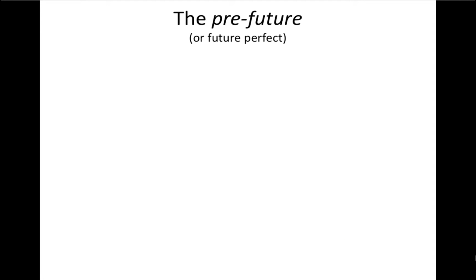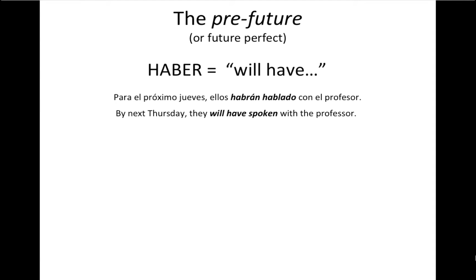There is also a future perfect, as it's talked about in some grammar books, or pre-future. In Spanish, some books talk about it as antefuturo. This is one we would say in English, will have. Para el jueves próximo, ellos habrán hablado con el profesor. By next Thursday, they will have spoken with the professor.